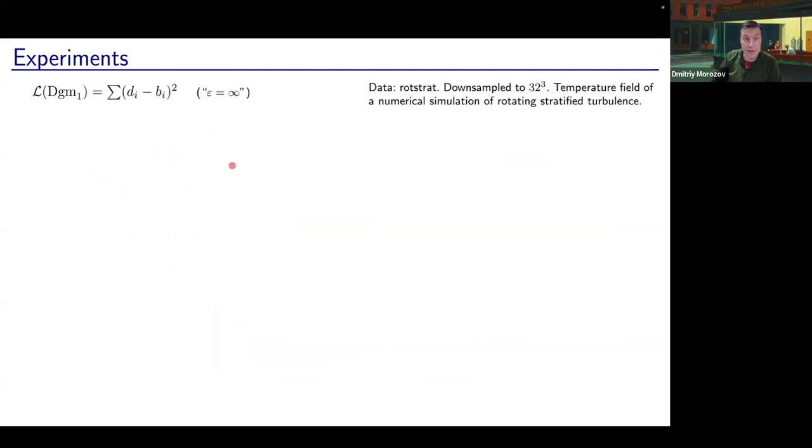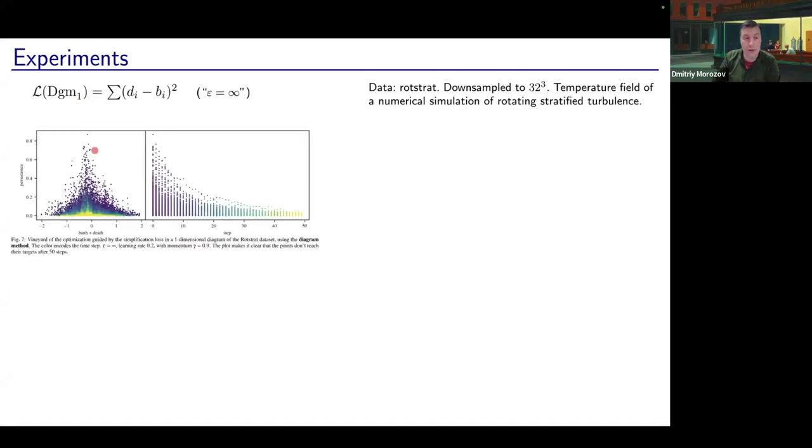Another experiment is with persistence simplification. This is exactly where I was saying that I want to push all the points into the diagonal. We're working with one-dimensional persistence, so it's exactly the difficult case which we don't know how to solve. This is a pairing between index 1 and index 2 critical points, not the extrema. This is the diagram method again. Its goal is to push all the points into the diagonal, but the yellow blob here means that not all of them have reached the diagonal in 50 steps.